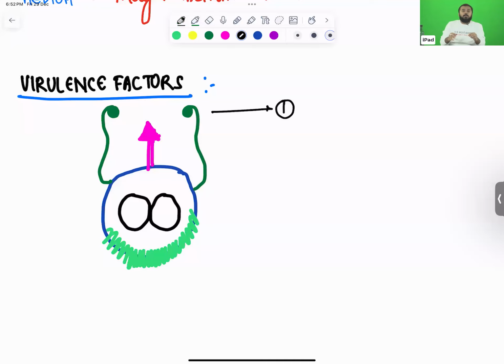One is temporary attachment, and one is very strong attachment. So what are these structures? These are called pili. Pili are responsible for temporary attachment. After that, you see this protein over here, the pink one. This is called OPA protein.